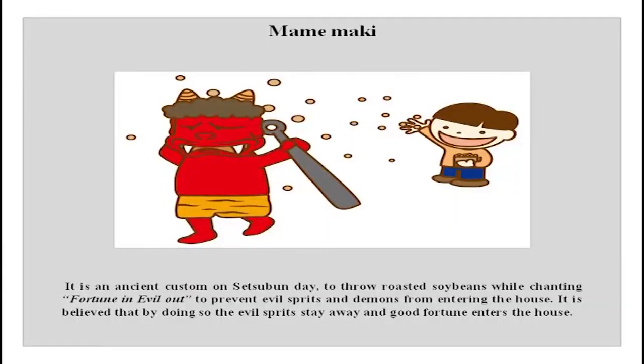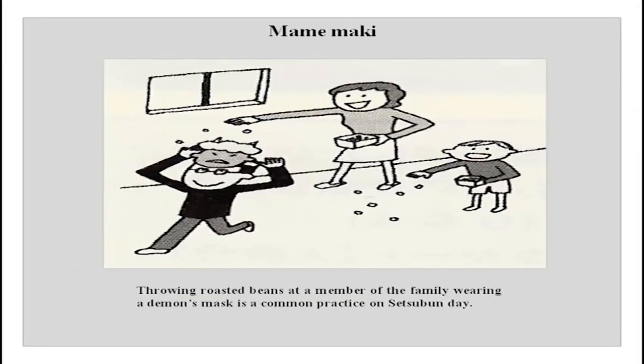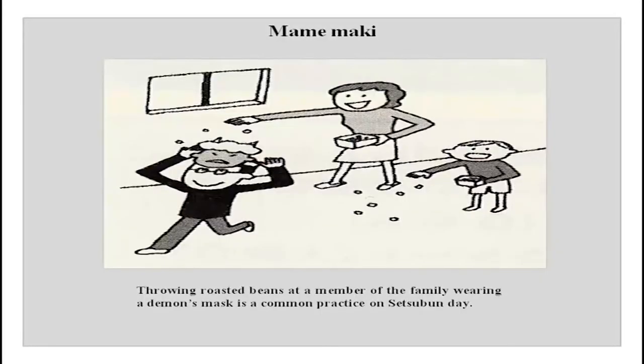Children throw roasted soya beans like this at each other and try to play and enjoy, chanting all the time, fortune in and evil out. And of course, one person in the family could be wearing a demon's mask or an evil mask, and all the others would be running around the house throwing beans at him and playing in this manner. So, it is basically a community feeling of enjoyment, of gaiety, of being together. And that happiness is what is shown over here in this picture.